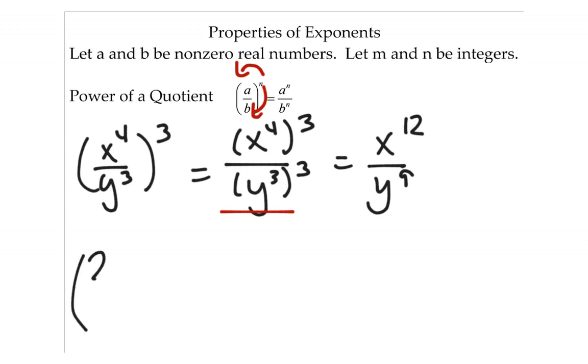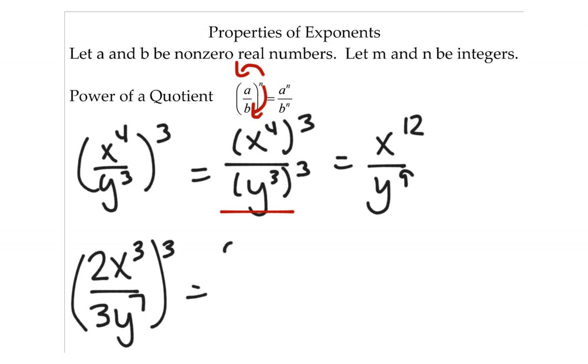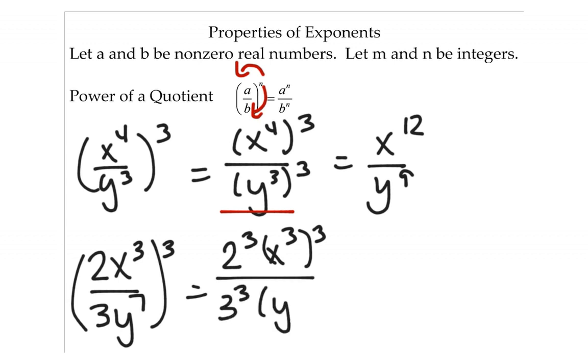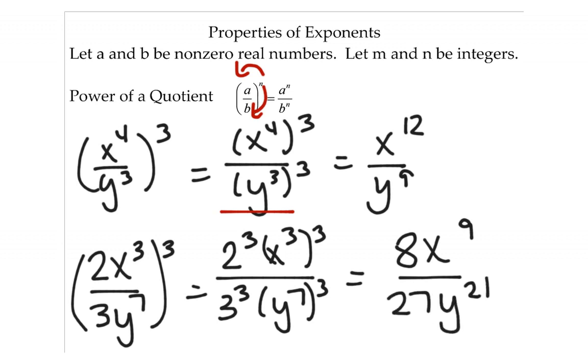Another example, 2x cubed divided by 3y to the 7th. We're going to raise that to the third power. So that's effectively like taking 2 cubing it, x cubed cubing it. So it's kind of like we're combining the two properties we just talked about. 3 cubed and y to the 7th and cubing it. Again, you don't have to write that step down. This gives you 8x to the 9th over 27y to the 21st.